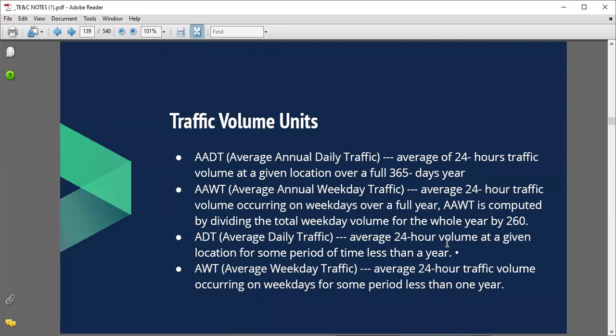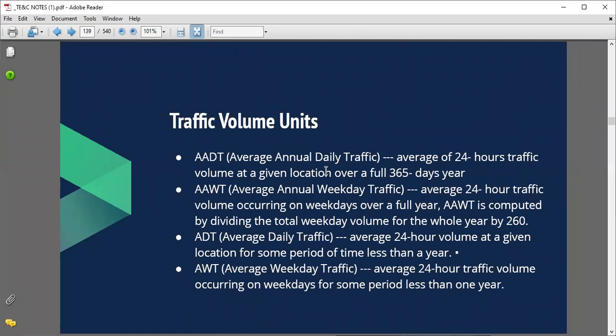Okay, the traffic volume unit depends upon how much time we have spent measuring the number of vehicles moving on the road. If we calculate the vehicles annually, it comes under 365 days per year, so that many vehicles are moving on the road. If weekly, then, for example, 10 vehicles per week.